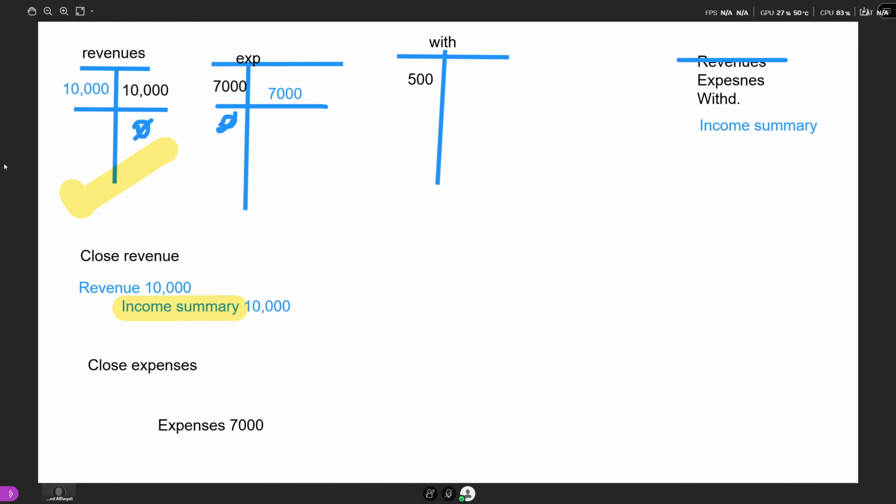Why? Because I told you the income summary account is a temporary account that we only use to close the revenues and the expenses. Because expenses is an income statement item, so I close it using the income summary account. So income summary, debit, credit expenses to close your expenses. So by doing this, I close my expenses. Done.